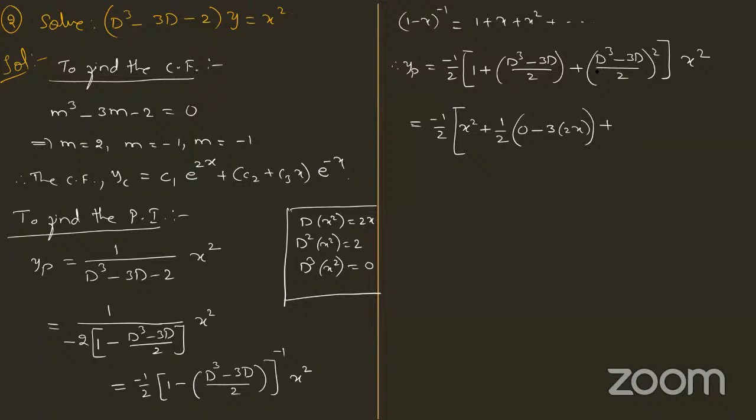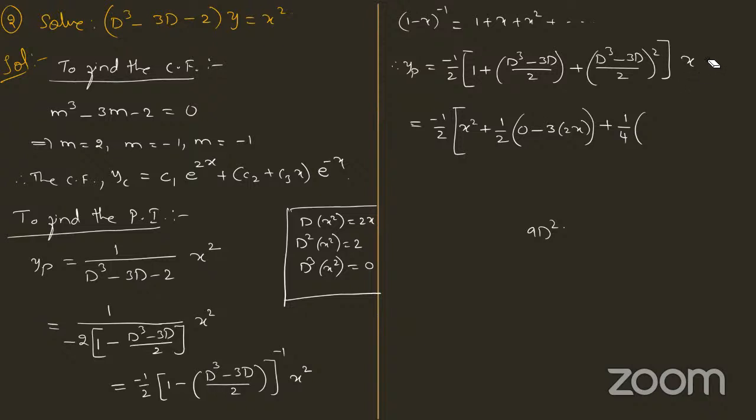Plus, see what you have here. 1 by 2 whole square is there. So I'm writing a 1 by 4 aside. And see, as we discussed now, when you take the square of this, the lowest degree term you get here is minus 3d whole square, which is 9d square. 9d square is the lowest degree term you get in the expansion of this square. All others are of higher degree than this d square. So they are absolutely not required to write because you're operating them on x square.